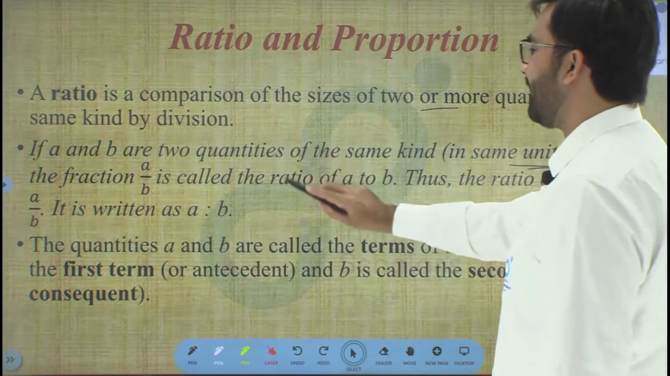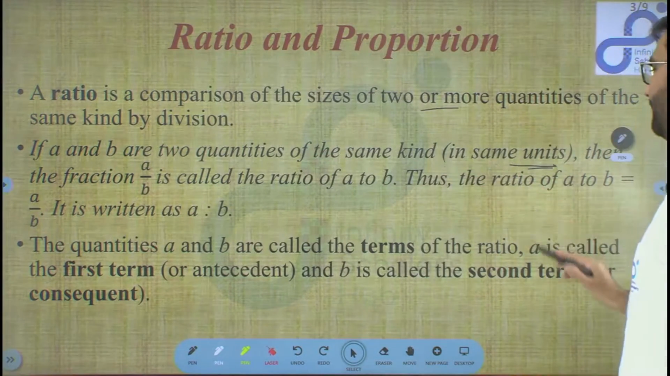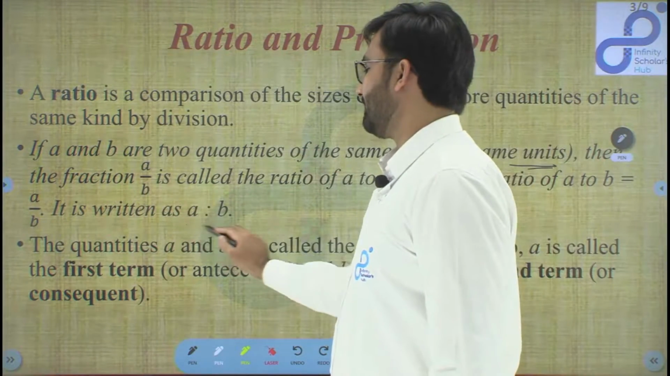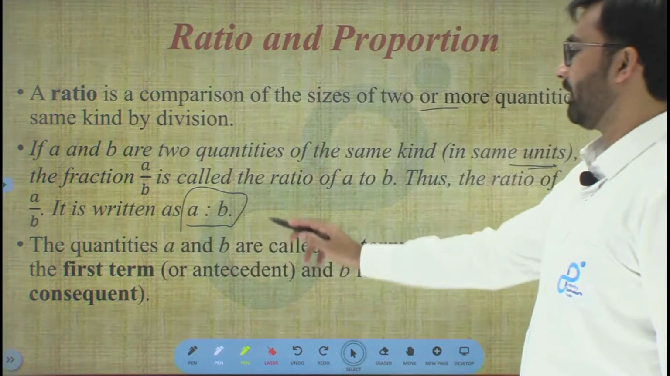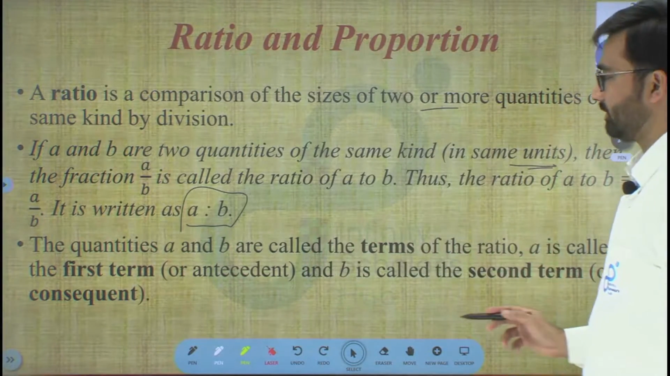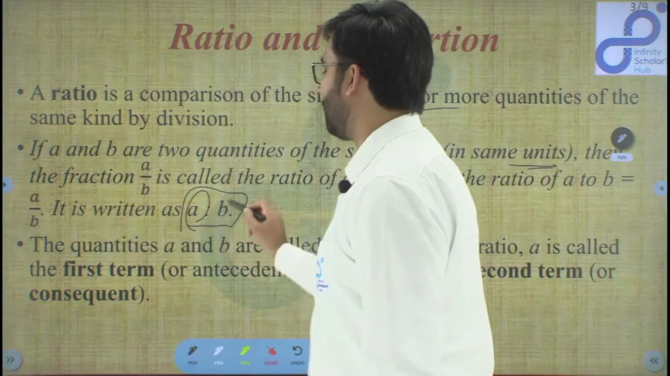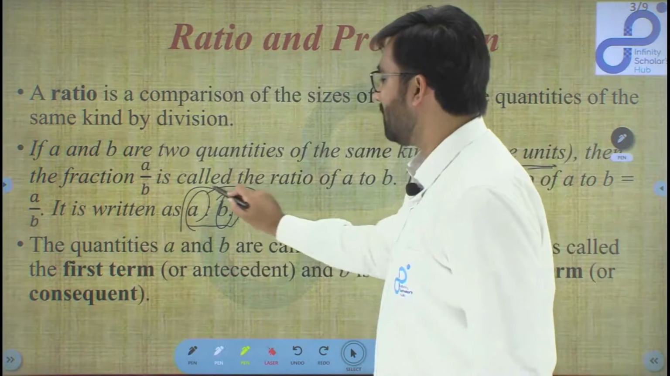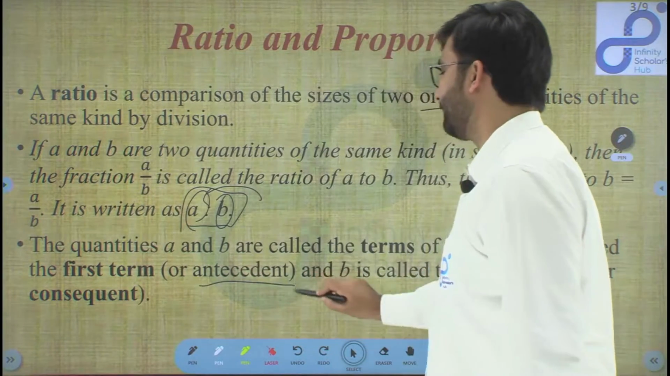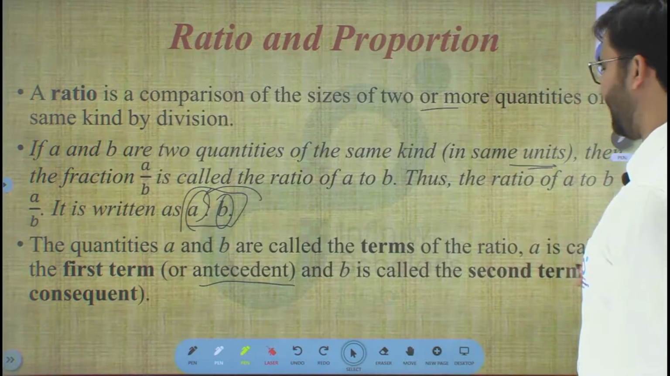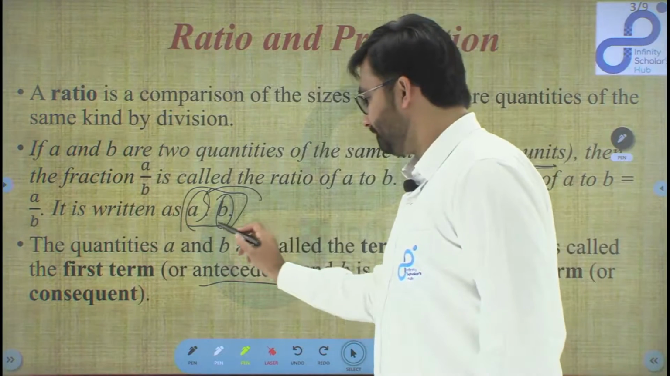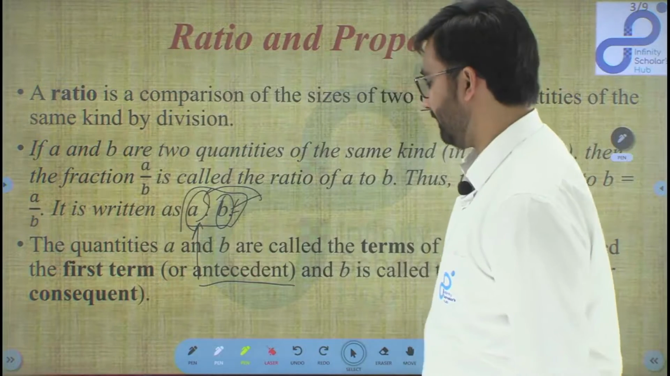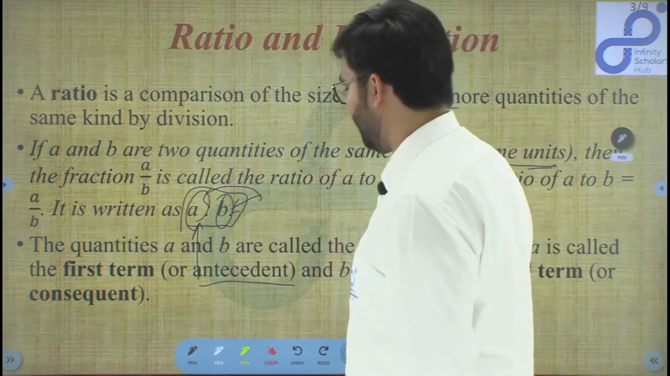So the fraction a upon b is called the ratio of a to b. Thus the ratio a to b is a upon b, and it is written as a is to b. Okay, the quantities a and b are called the terms. So a and b, they are called what? They are called terms. A is called the first term, or the antecedent. Okay, and b is called the second term, or the consequent. So a is called antecedent and b is called what? Consequent. Fine. Let's go on to the next slide then.